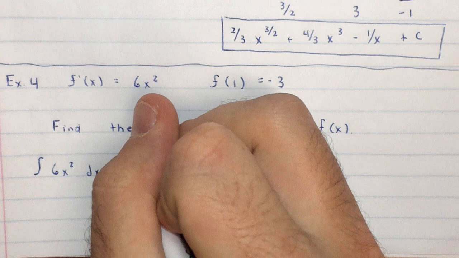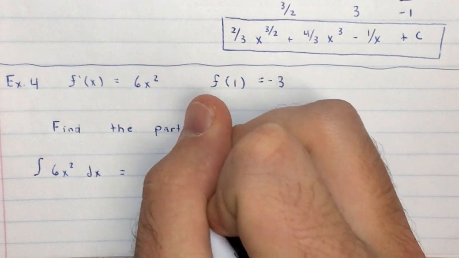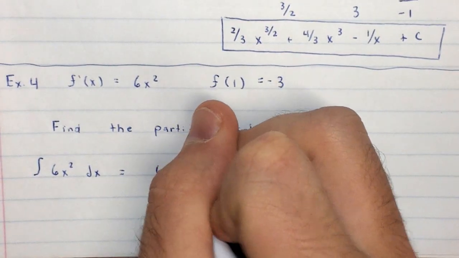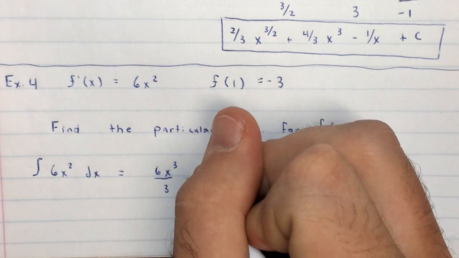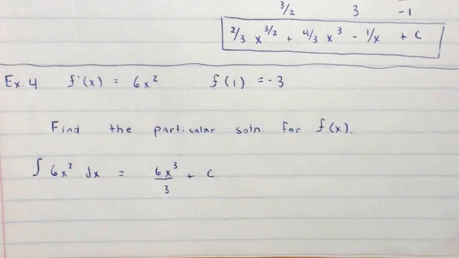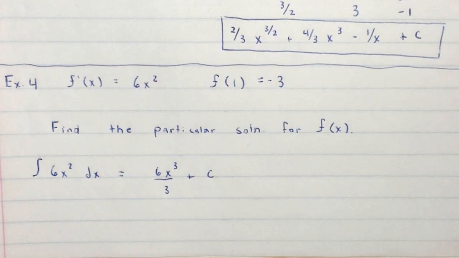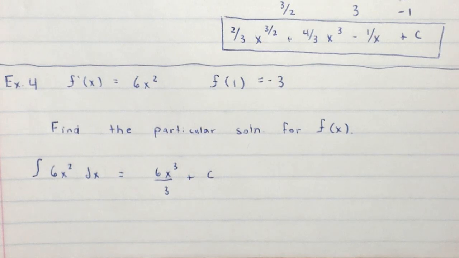Third. So this is equal to 6x to the third divided by 3, plus c at the end. Again, this is the general case. But I was also given another piece of information. I was given a singular point on the original graph. So what do you think I could do with that point?